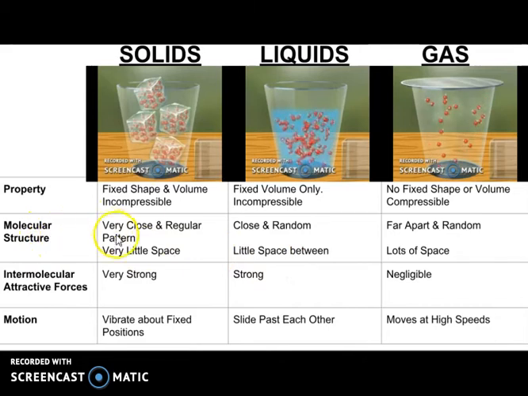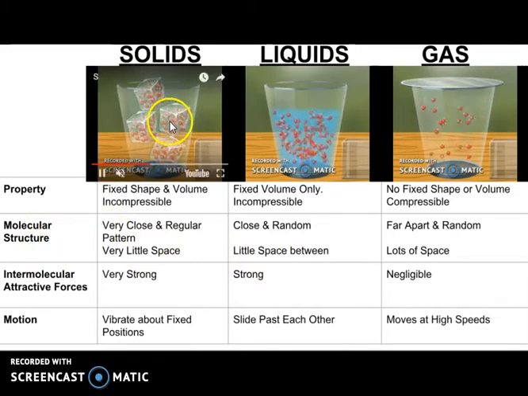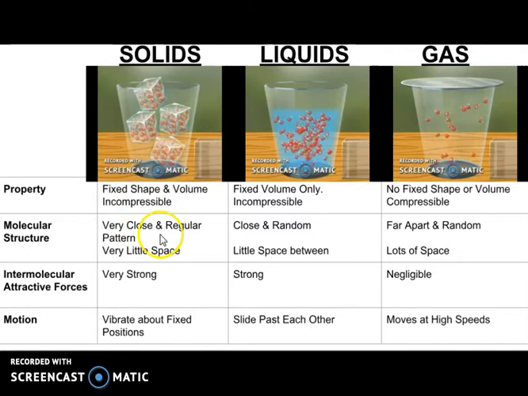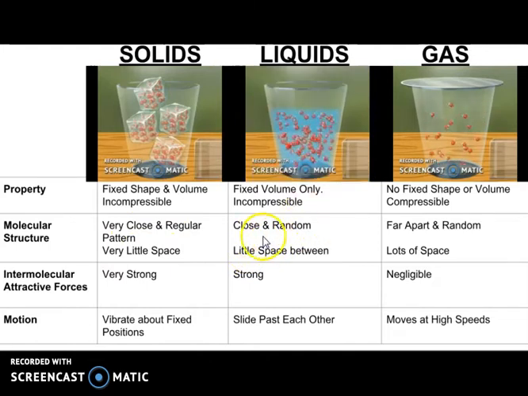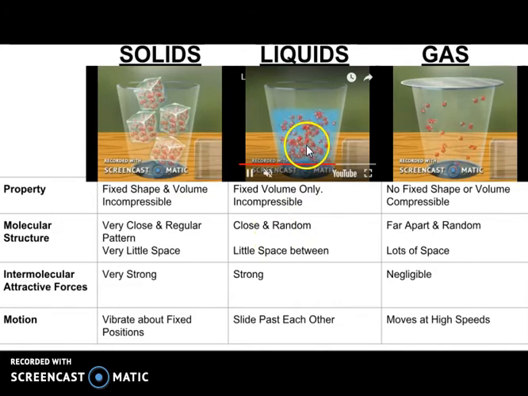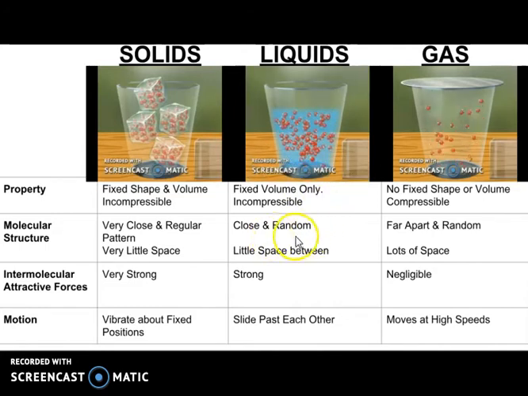As you can see, the molecular structure of the solid particles are actually more or less in quite neat rows. They are also very close, so very close and regular pattern, neat rows, very little space in between. Similar for liquids, very little space, but they are not really in rows and columns, but in some random arrangement, very little space also. But for gas, they are far apart and random, with lots of space in between.